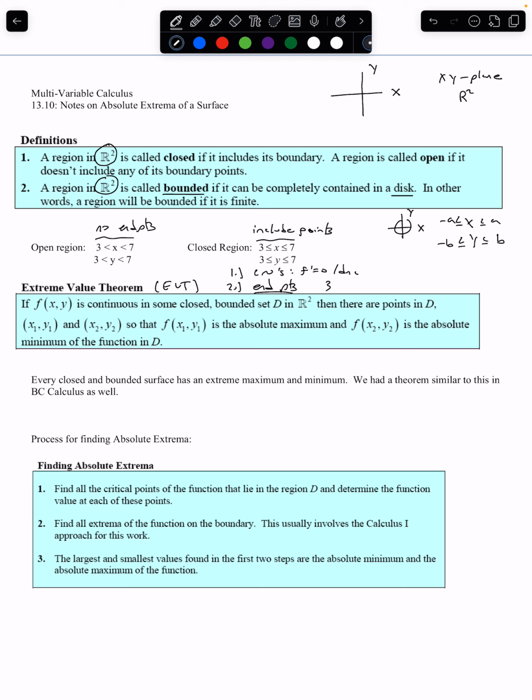Now, in multivariable, it is a little bit trickier, but the idea is still the same. We have to find our critical numbers, which we talked about yesterday, and today we're going to find out how we find the endpoints of a surface.